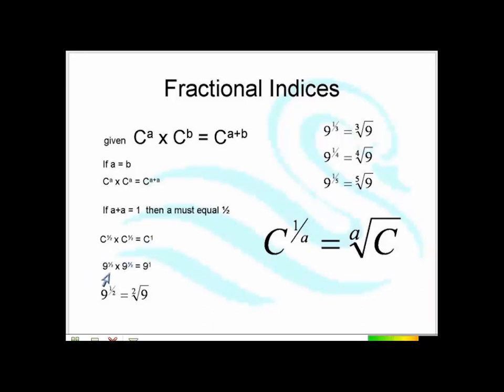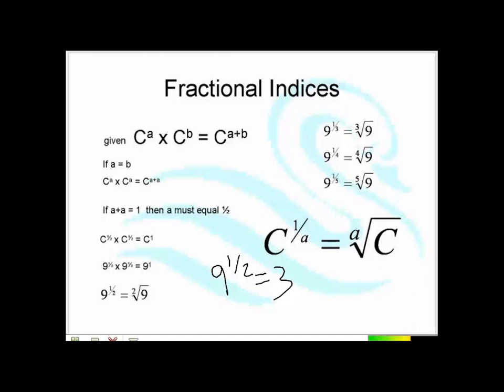Now that doesn't help at all unless I put some numbers in. I end up with an equation: 9 to the power of half times 9 to the power of half equals 9 to the power of 1. And there's only one number where that will work, and that is if 9 to the power of a half equals 3. So that leads me to the conclusion that 9 to the power of half equals 3. When you say to the power of a half, that actually means the square root of.